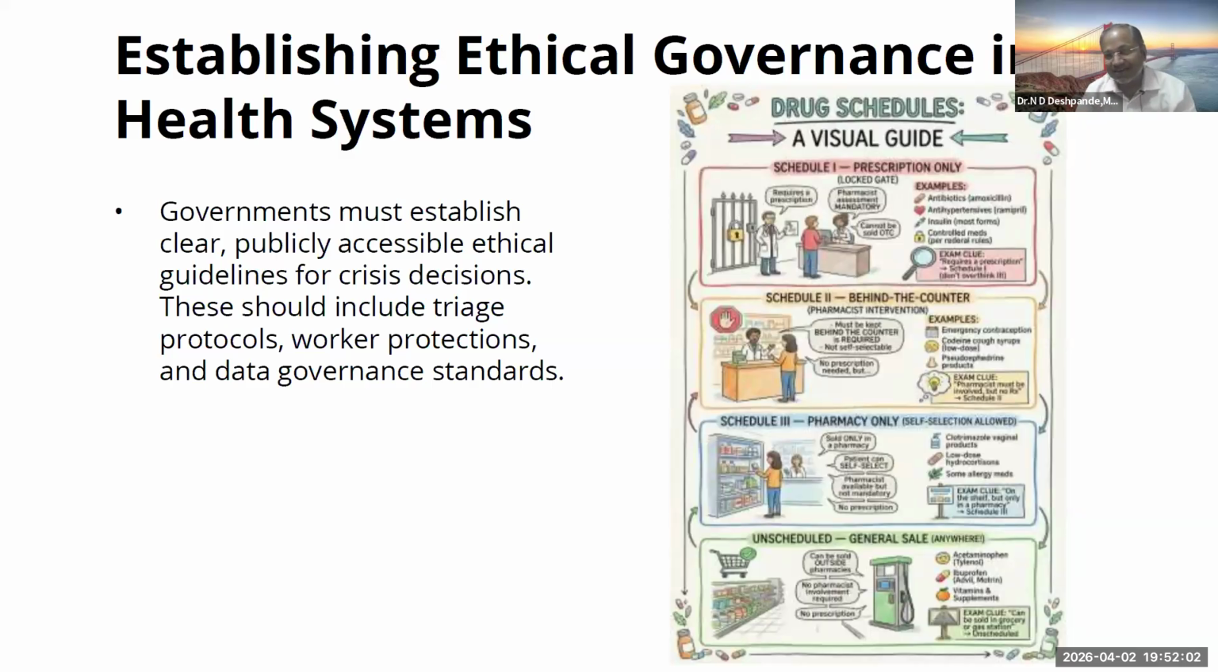So some ethical governance is required in order to do the guidelines. The governments must establish clear and publicly accessible ethical guidelines for crisis decisions, and it should be the same throughout the state and throughout the country wherever ethical governance in health systems is required. So those should include triage protocols, worker protections, and data governance standards. All of them require immediate attention from the top management in order to take decisions for betterment of health systems.